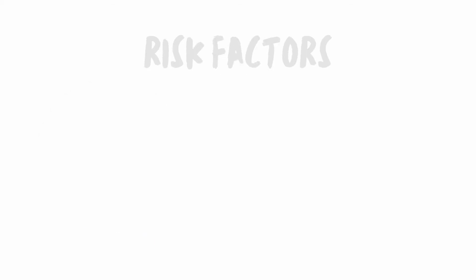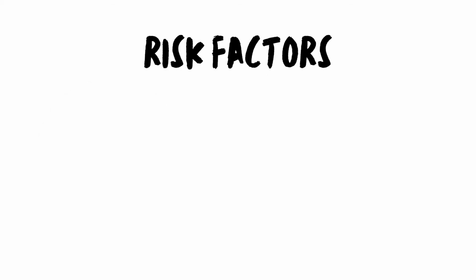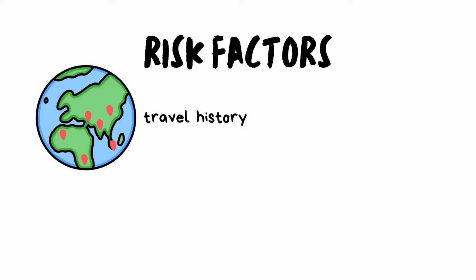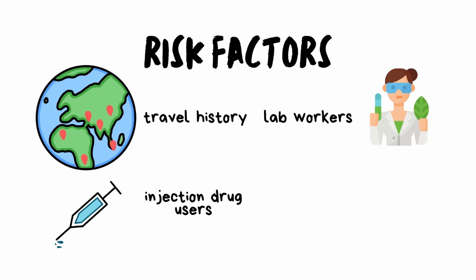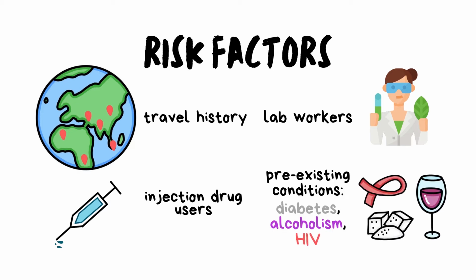There are several factors that put you at risk for getting infected with tuberculosis. The first one is travel history to a country that has high incidence of tuberculosis. Lab workers who deal with microorganisms on a daily basis may also have a high risk of being infected by tuberculosis bacterium. Injection drug users are also at a high risk of getting infected by tuberculosis. Furthermore, patients with pre-existing conditions like diabetes, alcoholism, and HIV are also at a high risk of getting infected by the tuberculosis bacterium.